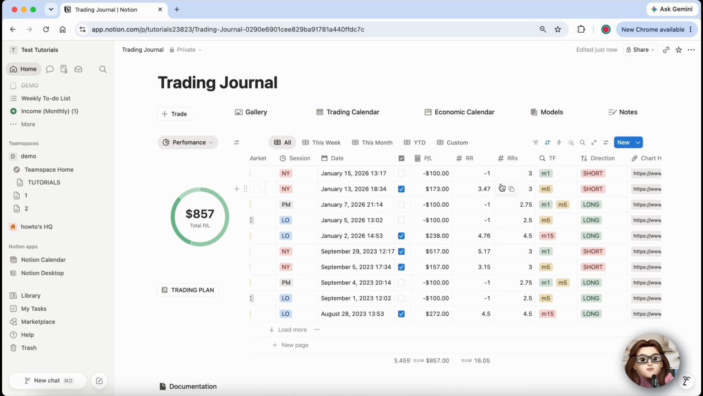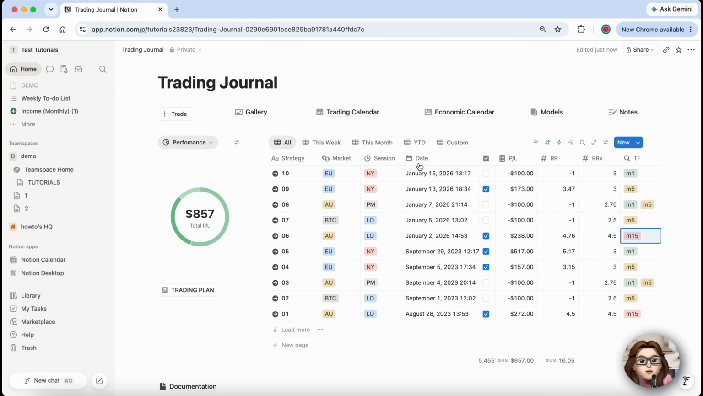Keep your journal updated after every trade so your win rate and trading data remain accurate and useful for future analysis. That's how to build a trading journal with a win rate tracker in Notion.